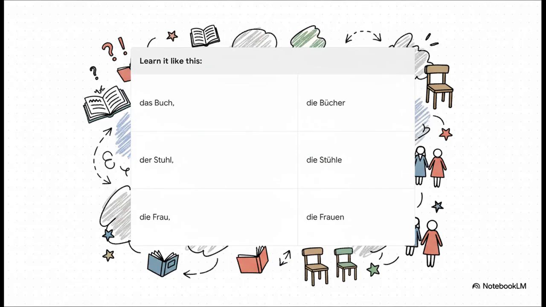So this is what your vocabulary list should look like from now on. You're not just learning book equals book. No, that's not enough. You have to learn das Buch, die Bücher. Not Stuhl equals chair, but der Stuhl, die Stühle. And not Frau equals woman, but die Frau, die Frauen. You learn all 3 parts as one single chunk of information.